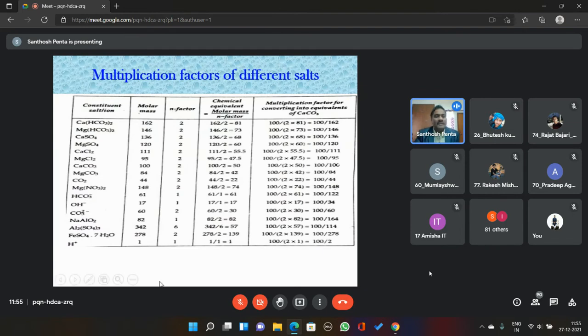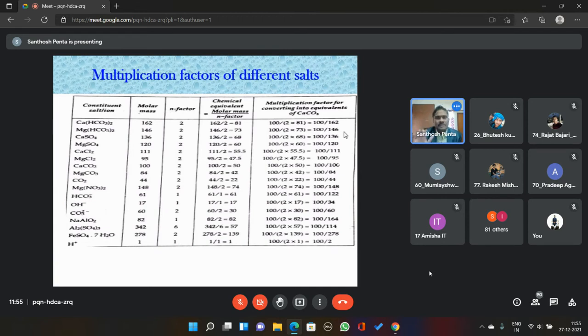See here, what are the multiplication factors? Let us assume that calcium bicarbonate ion may be there in the water sample. Then what is its molecular weight? 162. Then what is its equivalent weight or chemical equivalence? Because calcium plus 2 is there, 162 by 2, so 81. So you have to remember here: 100 by its molecular weight. That is the multiplication factor.